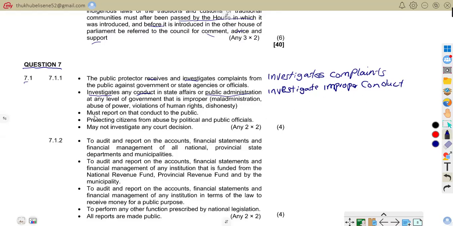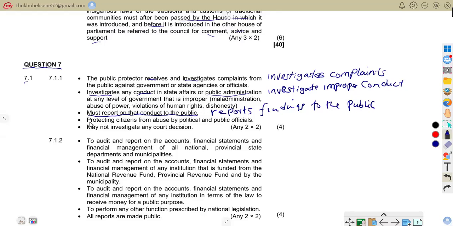They must also report on that conduct to the public. They report findings to the public, so they ensure transparency, for example publishing a report on corruption in ESCOM.